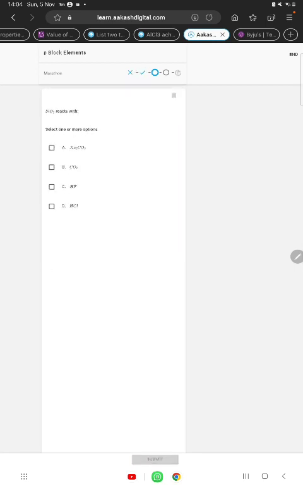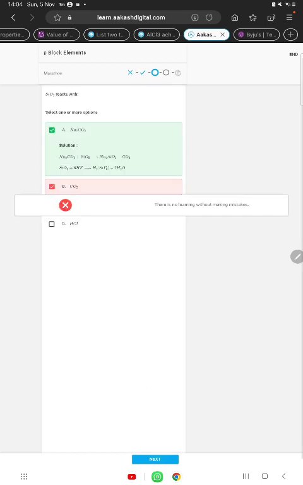SiO2 reacts with, select more than one: Na2CO3, HF, HCl. CO2, it does not react.